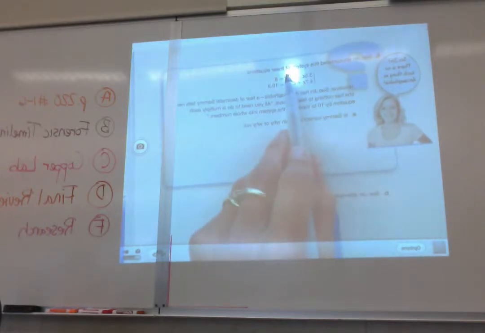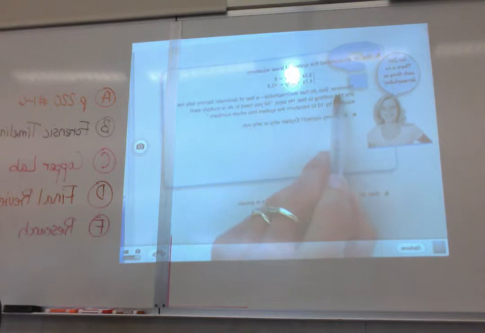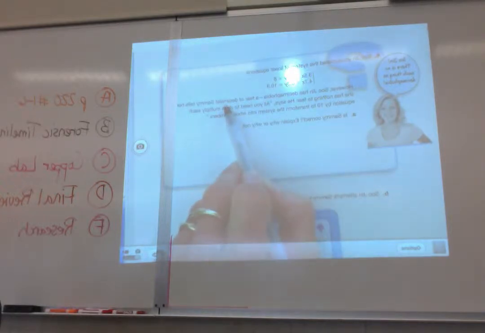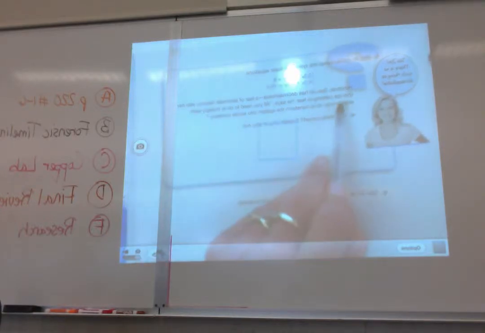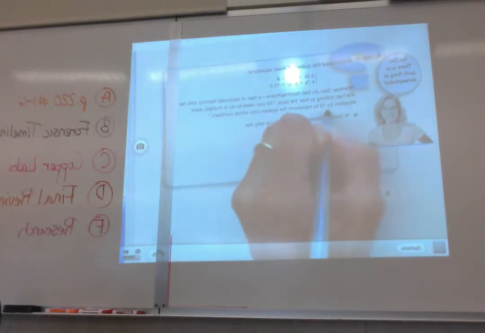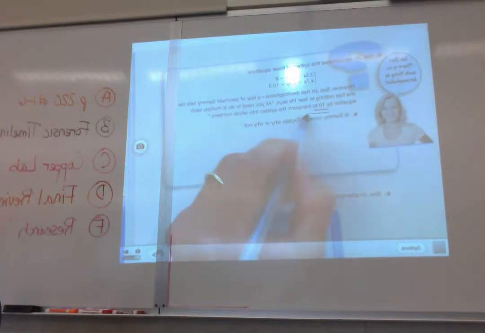Sujin encountered this system of equations, but Sujin has decimophobia. Anybody have decimophobia? Yes. Fear of decimals. Fractionophobia and decimophobia, right? That's okay. Sammy tells her she has nothing to fear. He says, all you need to do is multiply each equation by 10 to transform.